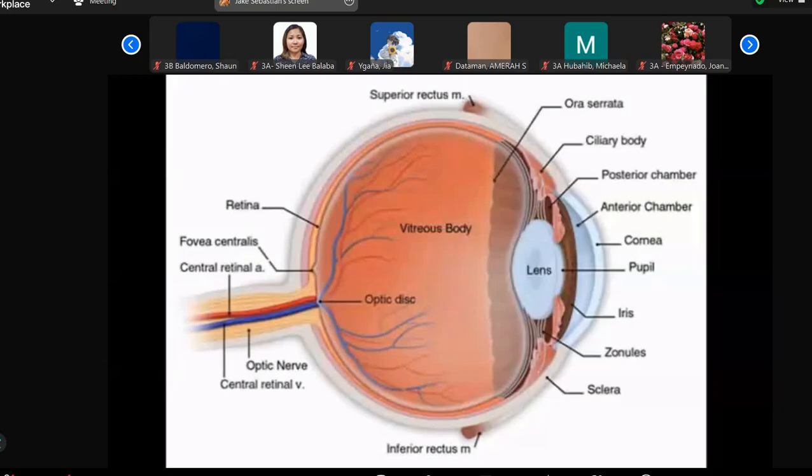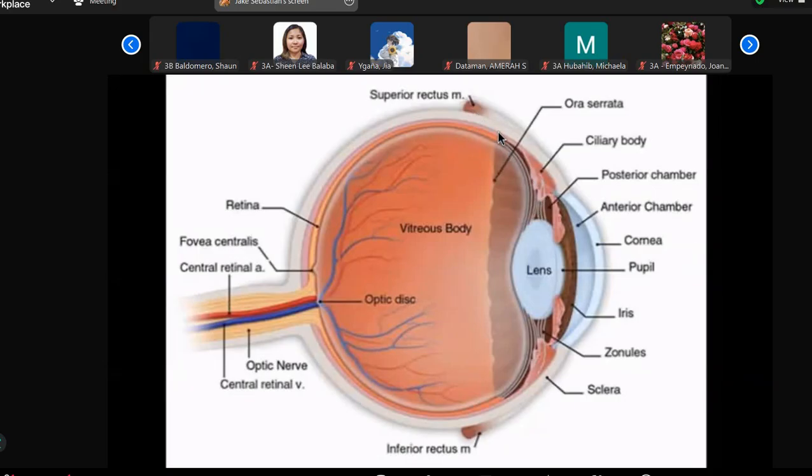Hello? Doc, it produces fluid in the eye, which is called aqueous humor, Doc. And what else, pa? It also contains ciliary muscles, which change the shape of the lens. So this is what we call accommodation. Okay. So the ciliary body is part of the uveal tract.